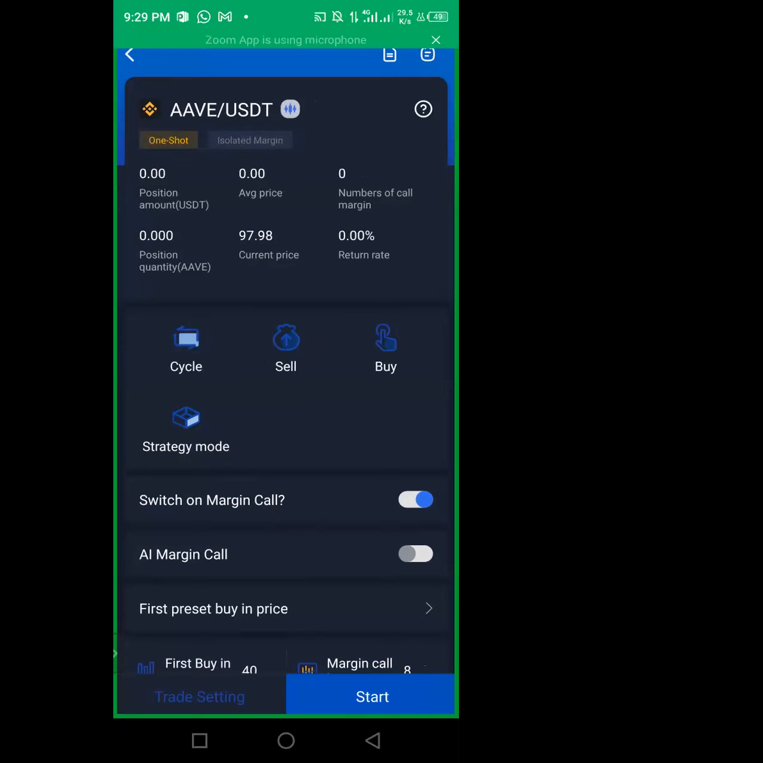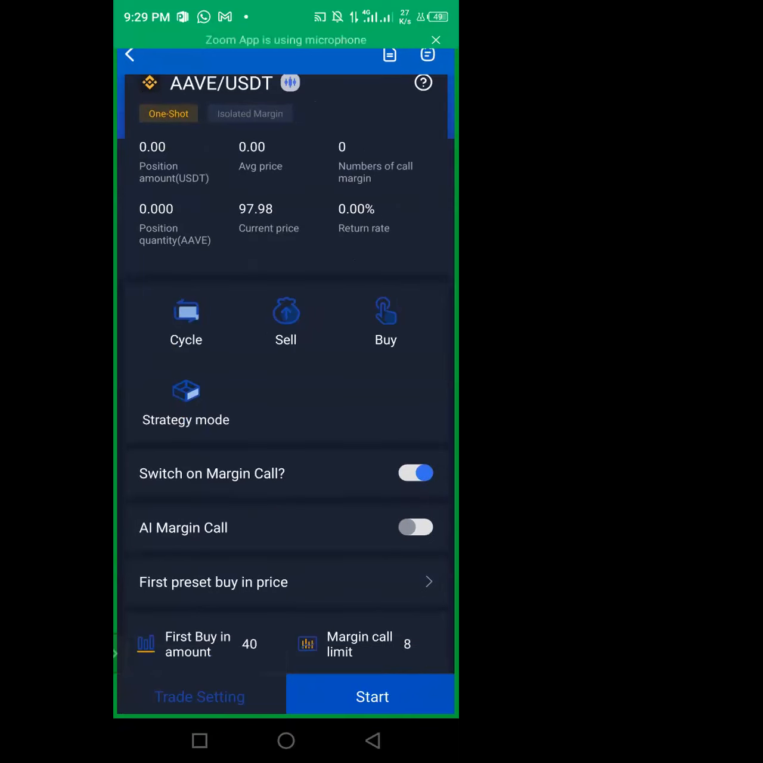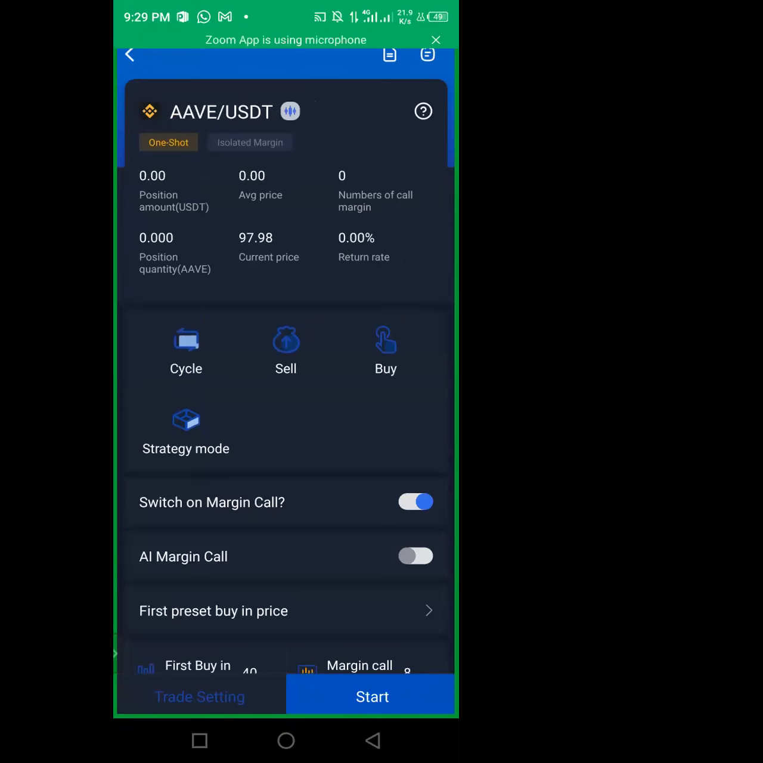Then we have sell. We don't use this sell. This sell is manual. Me, I don't encourage people to use this sell, but let me explain the function of sell. Sell is if you want to sell the trades on your own. Maybe you set this coin at 2%, the signal is for 2%, and the robot started trading for you.